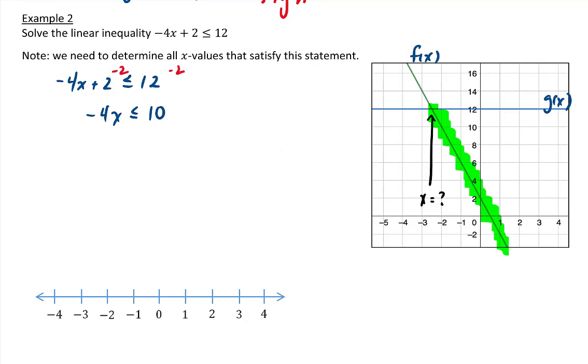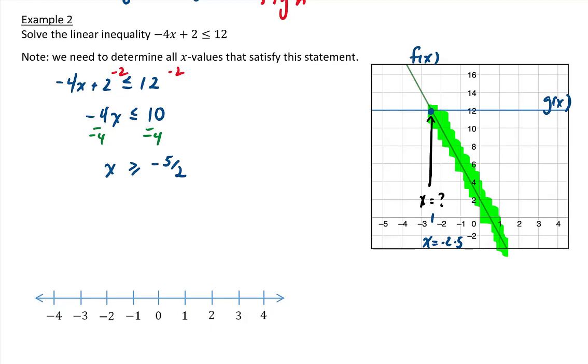And we're going to divide both sides by -4. And remember, since we're dividing by a negative, we need to switch the inequality sign. So we're going to get x is greater than or equal to -5 over 2, or -2.5, which if we go back to our graph, is approximately where we see the intersection of the two lines.